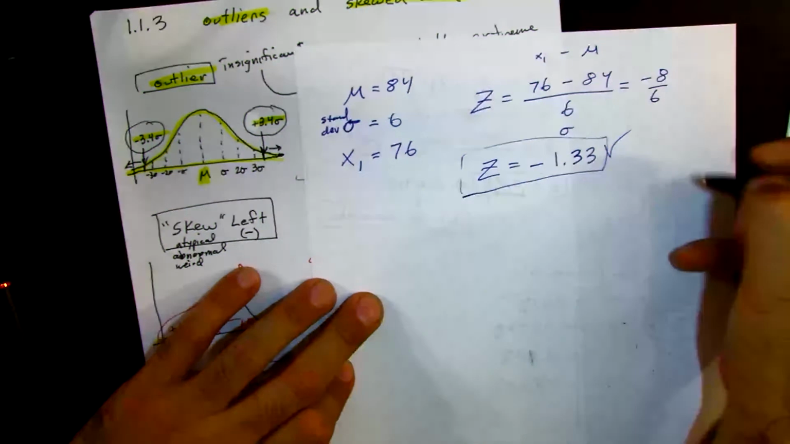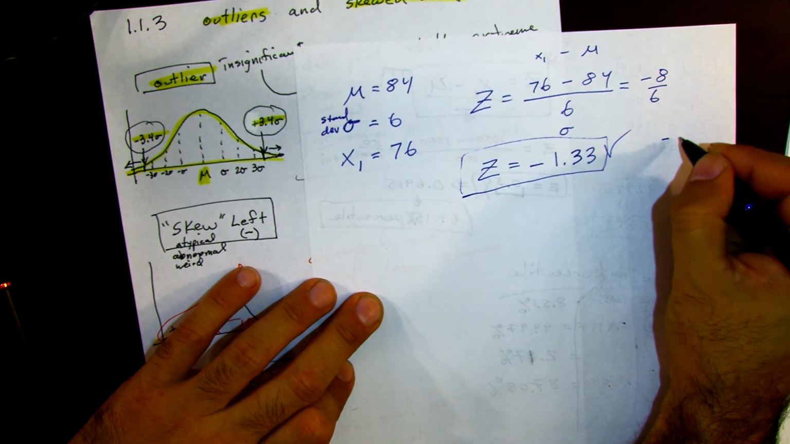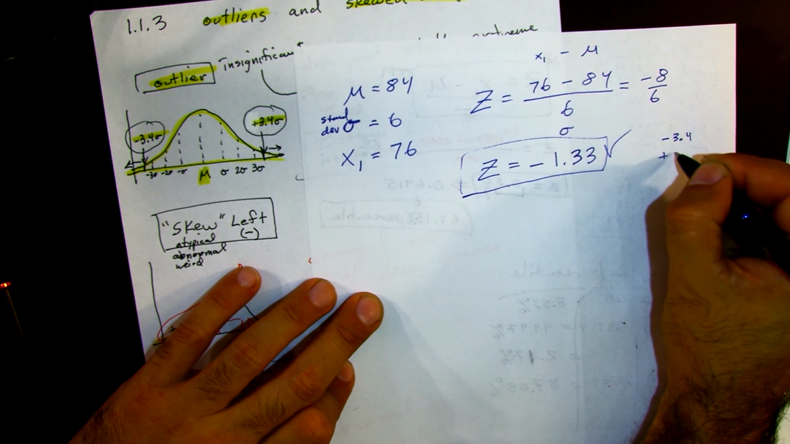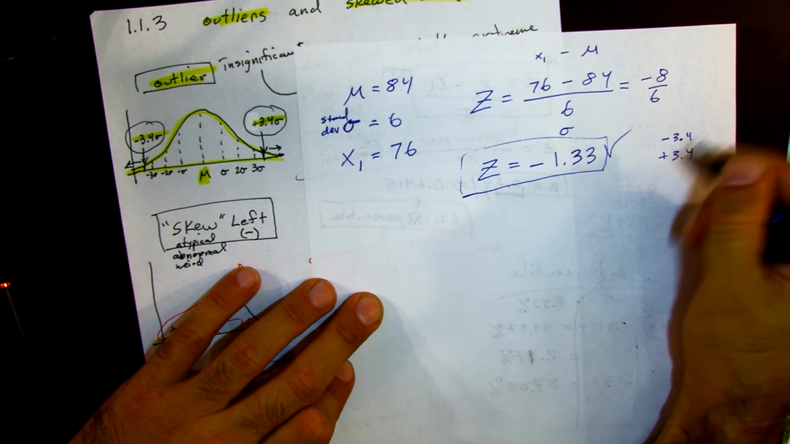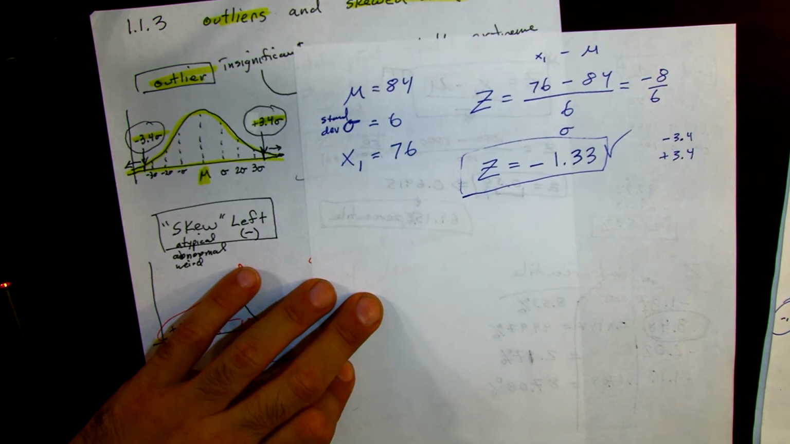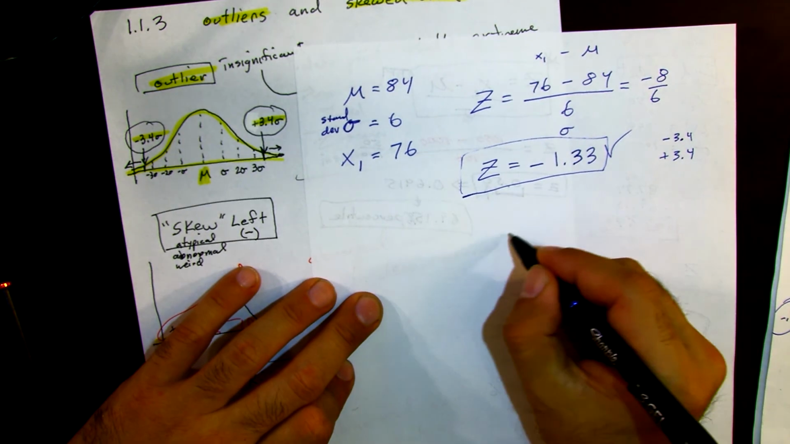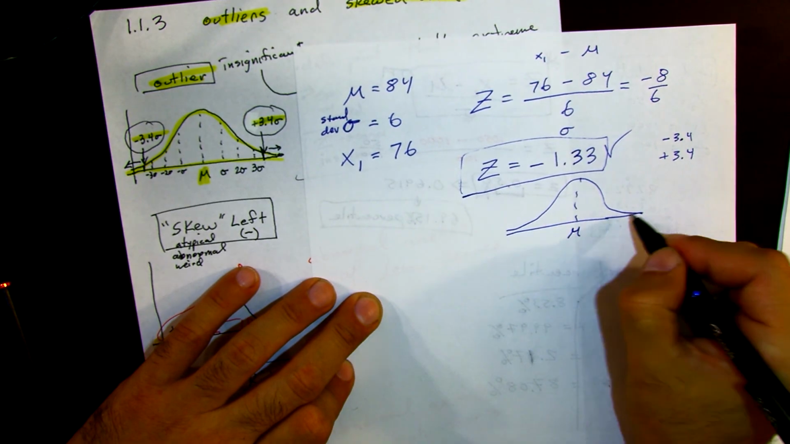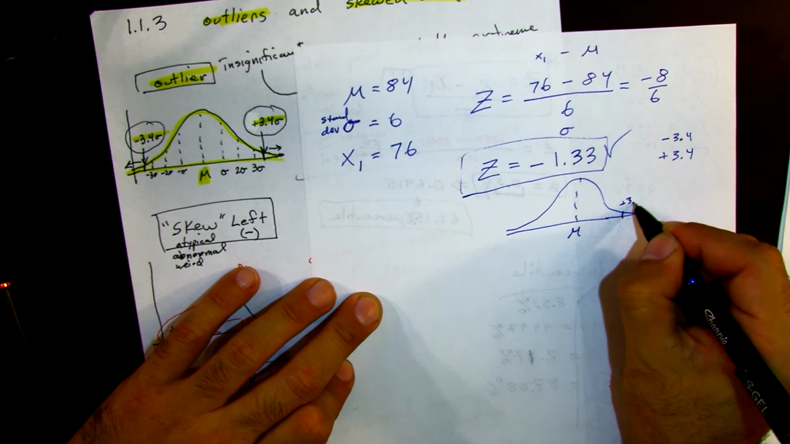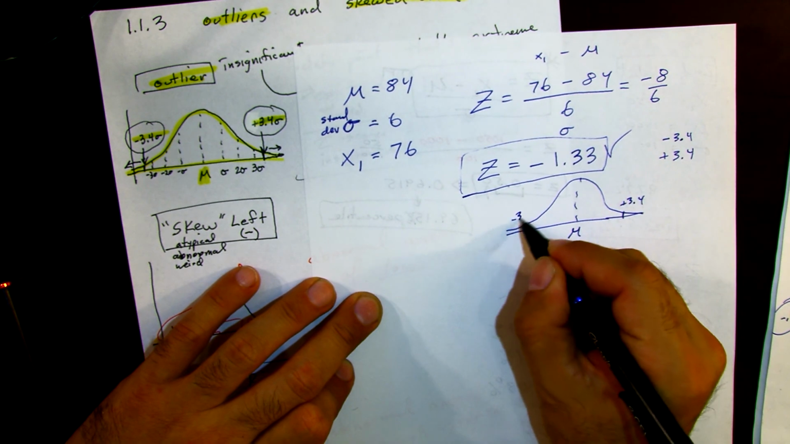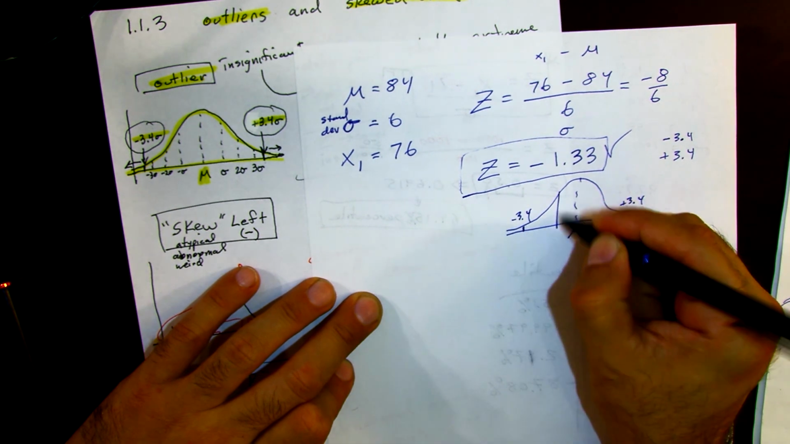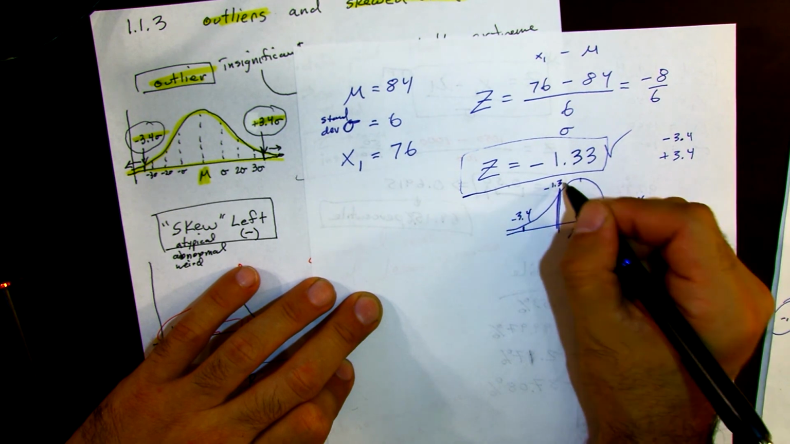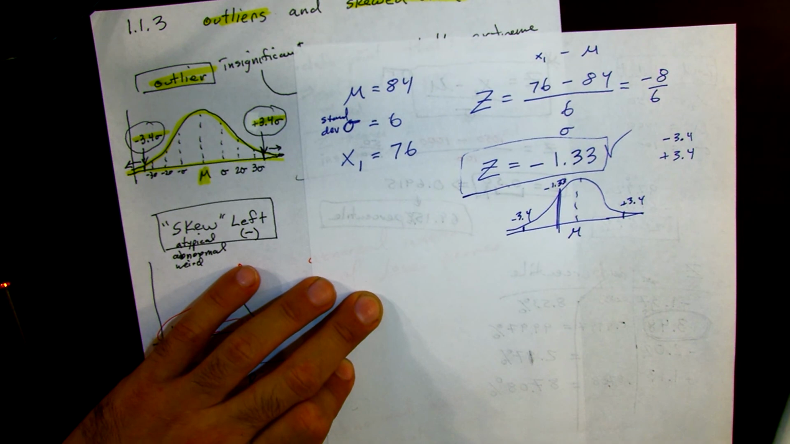So all you have to do, once you get your z-score, is compare it. Is it less than negative 3.4 or greater than positive 3.4? It's neither. It's in between. Remember this is in relation to positive 3.4 and negative 3.4, so negative 1.3 is probably right here.